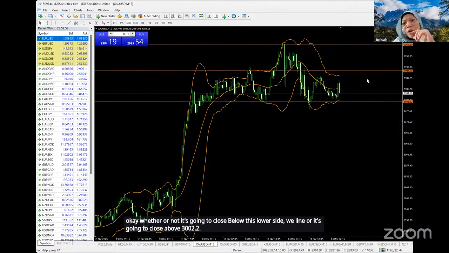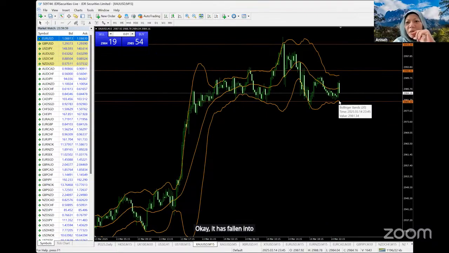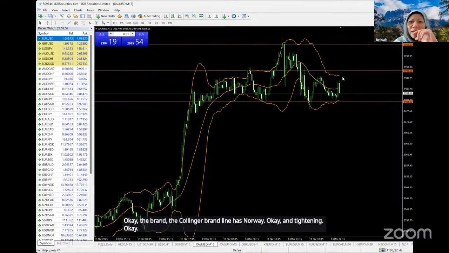It has fallen into sideways a little bit. The Bollinger Band line has been narrowing and tightening. Will it get more tight? We've got to see. This is a 15-minute chart here. So we've got to see on Monday.